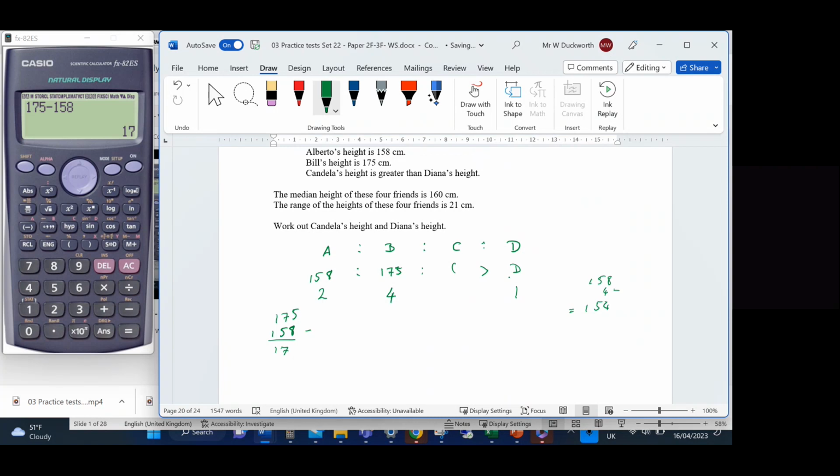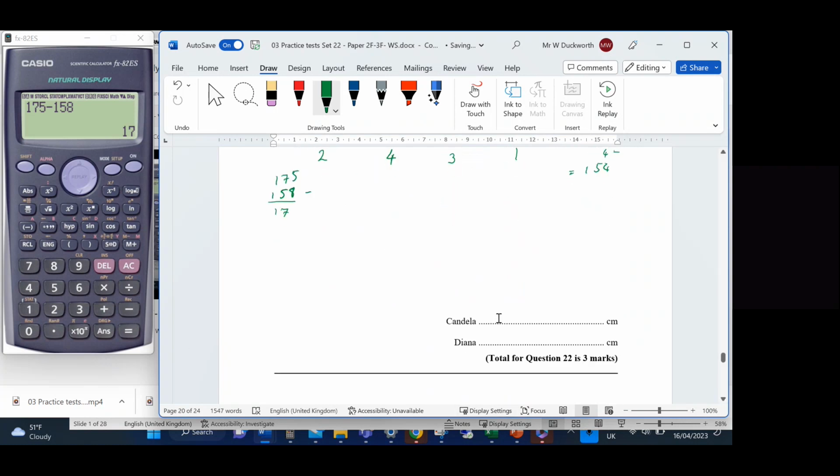So I'll put that in there. And then let's just see whether that works. So now we've got the correct range and I need my median value. So my third position needs to be 2 bigger than the median because this one is 2 smaller than the median. So 162. So yeah, that's going to work out absolutely fine. So now we've got a median of 160 and we've got a range of 21. So I'm saying that C is going to be 162, and that D is going to be 154.